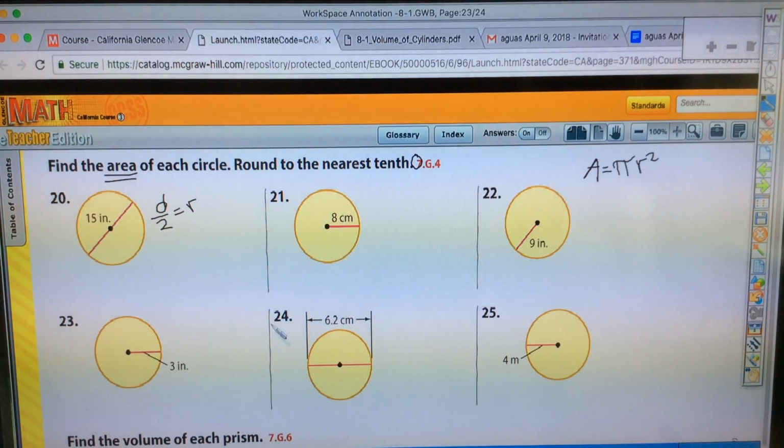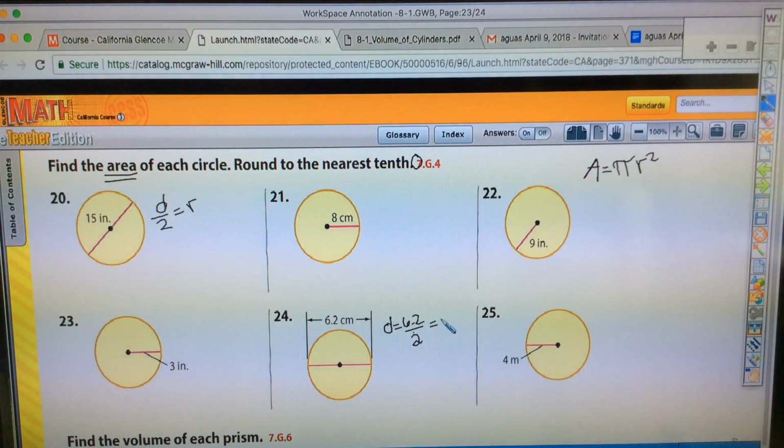24 confuses people because they're like, I don't know what this means. They're just telling you that the diameter is 6.2. It looks a little different than 20, but it means the same thing. So the diameter is 6.2. Go ahead and divide that by 2 to get the radius.